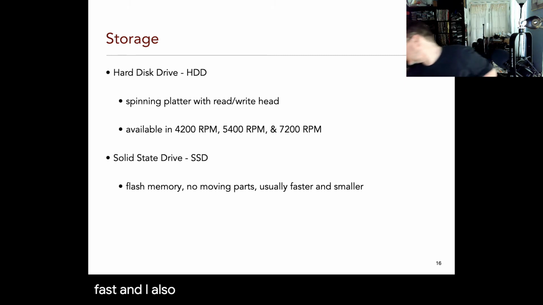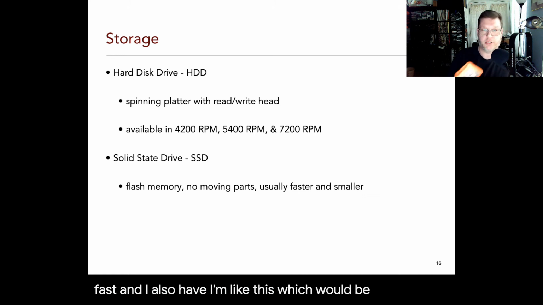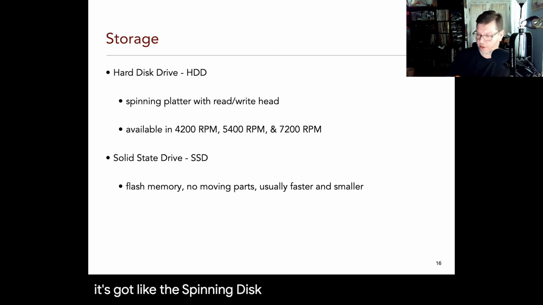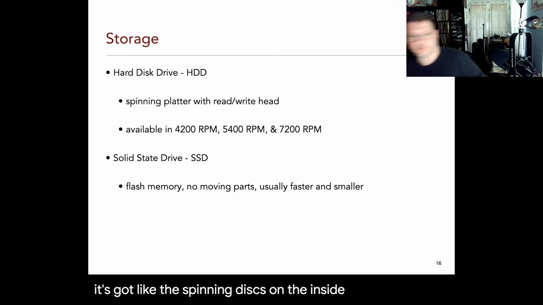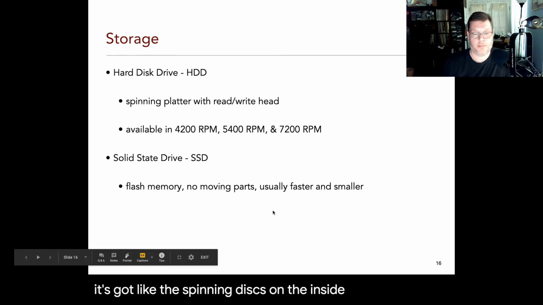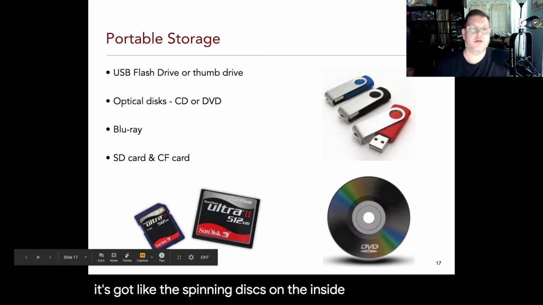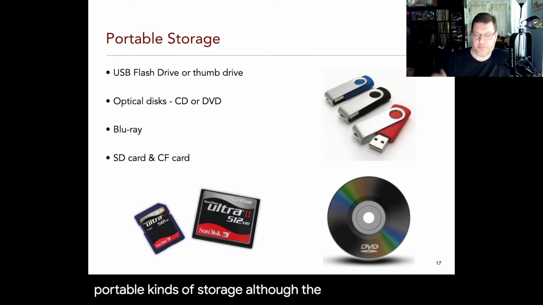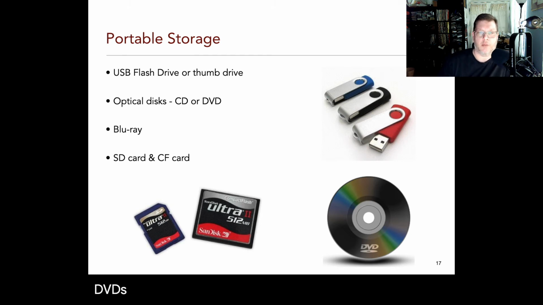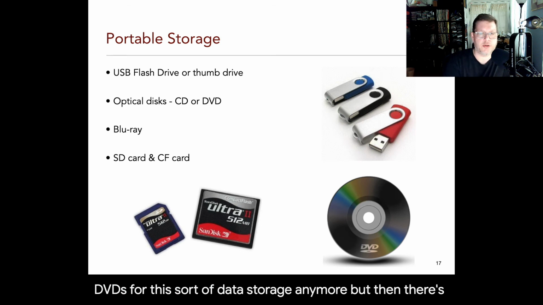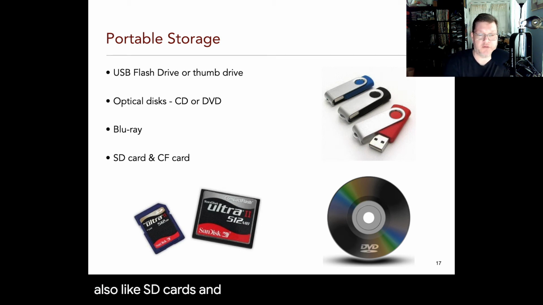And I also have something like this, which would be an HDD. So it's got like the spinning disks on the inside. There's other more portable kinds of storage, although those hard drives are also portable. But things like USB flash drives or thumb drives. I don't know that anybody uses optical discs, CDs, or DVDs for this sort of data storage anymore. But then there's also like SD cards and CF cards.